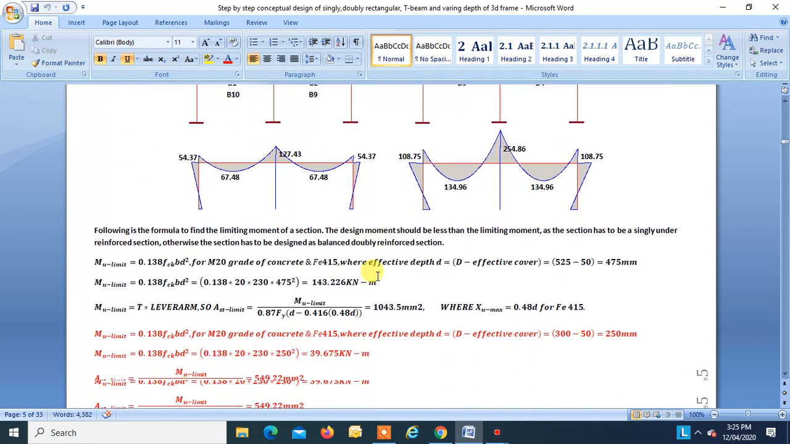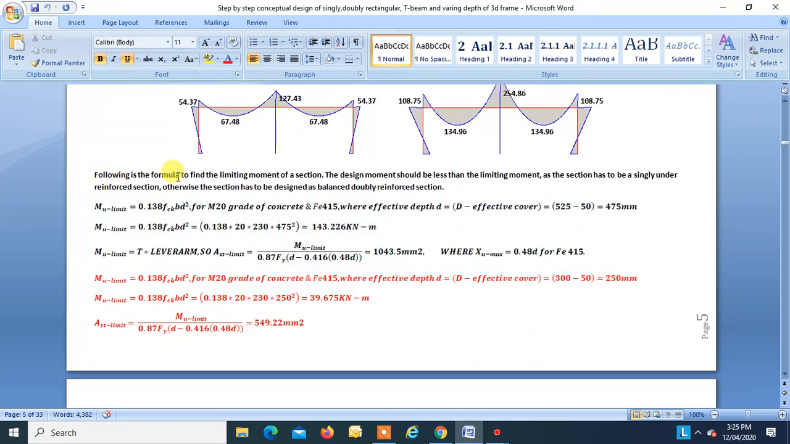Following is the formula to find the limiting moment of a section. The design moment should be less than the limiting moment, as the section has to be a singly under reinforced section. Otherwise the section has to be designed as a balanced doubly reinforced section. If your design moment is found to be greater than the limiting moment, then the section will be over reinforced, right? So to avoid the over reinforced section, it is better that we design that section as a balanced doubly reinforced section.